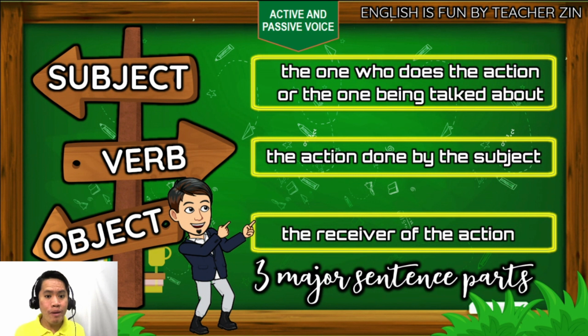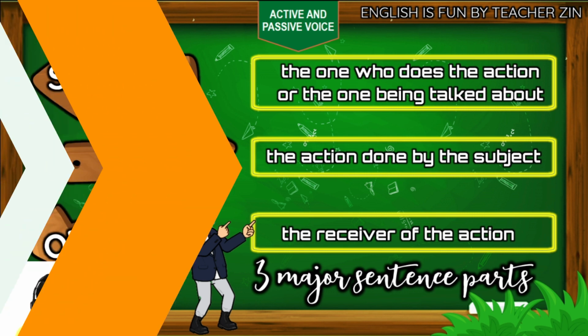So again, these three major sentence parts are very important for us to express our sentences either in the active voice or in the passive voice. We have the subject, the doer of the action, the one being talked about. We also have the verb, which is very important, because the verb is the action done by the subject. And lastly, we have the object, the receiver of the action. By the way, take note that the object answers the question what or who, like what receives the action or who receives the action.